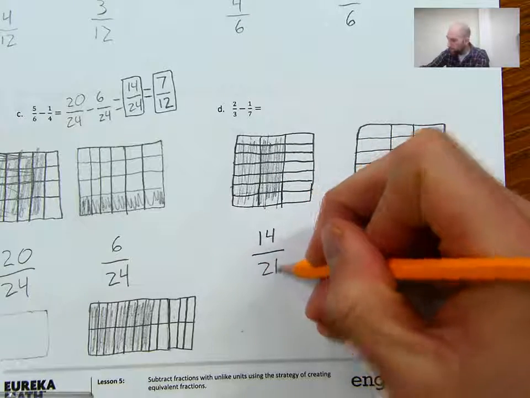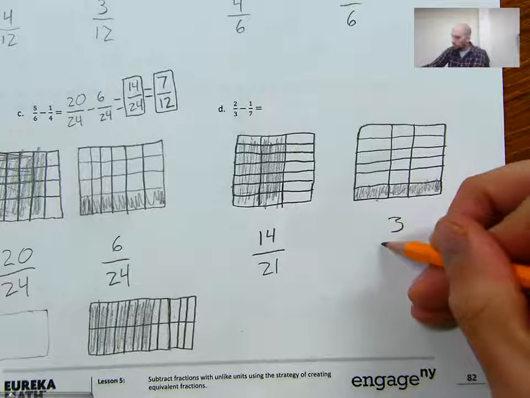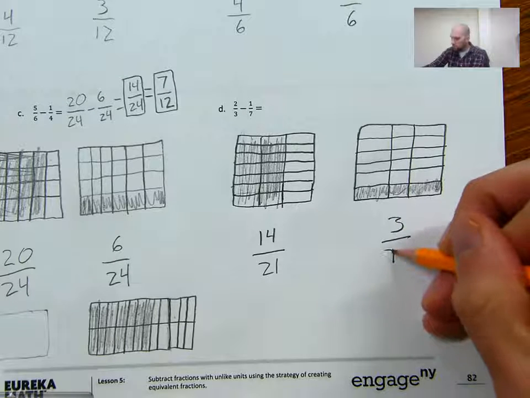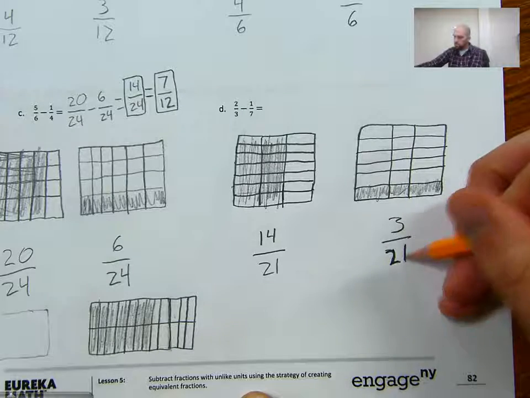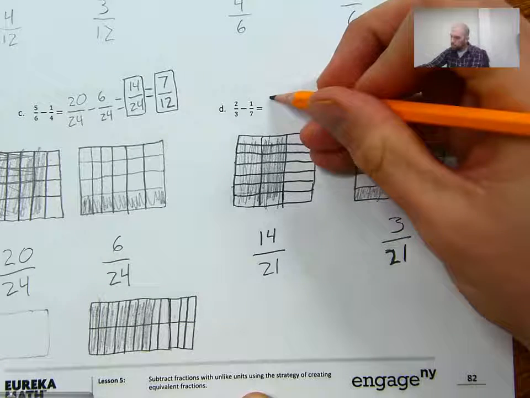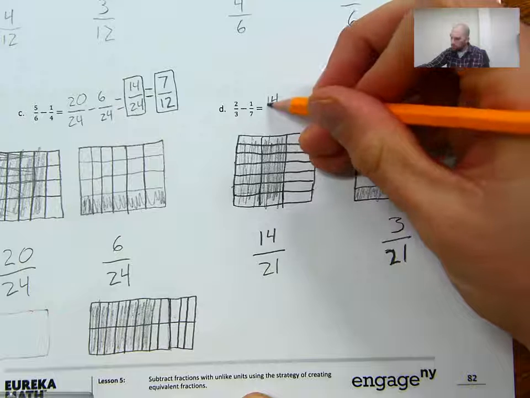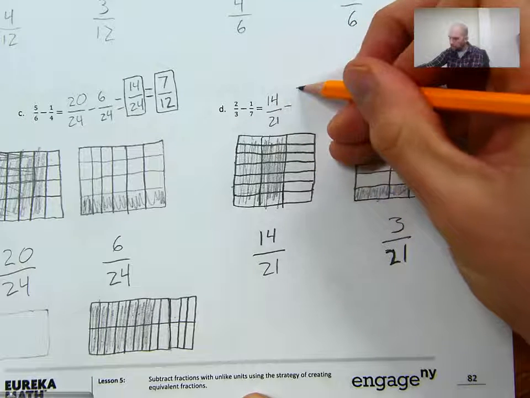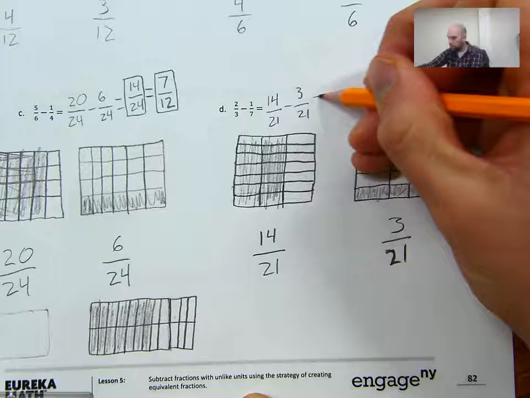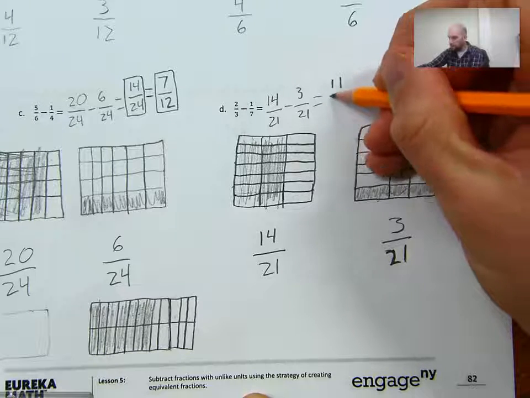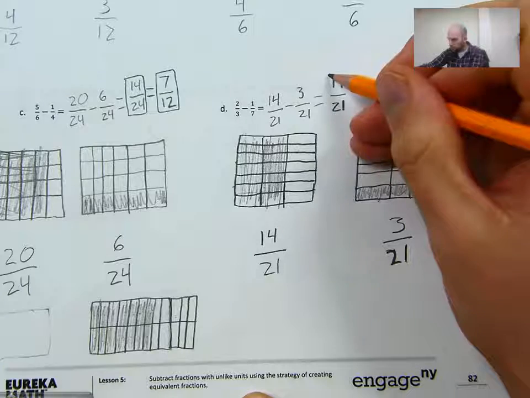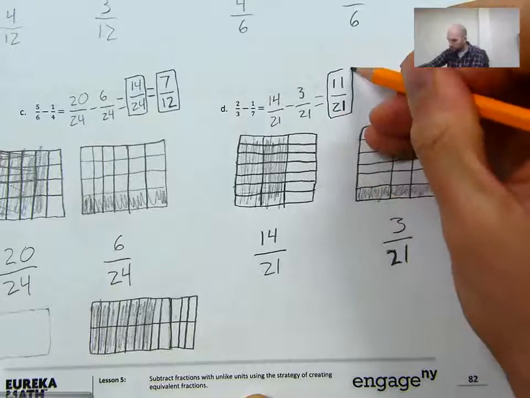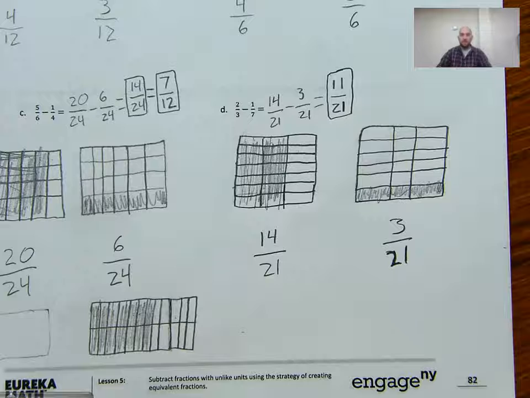And then we have 3 21sts. So we have 14 21sts minus 3 21sts, and we're going to get 11 21sts. That cannot be simplified. That is going to be the only way we can express that.